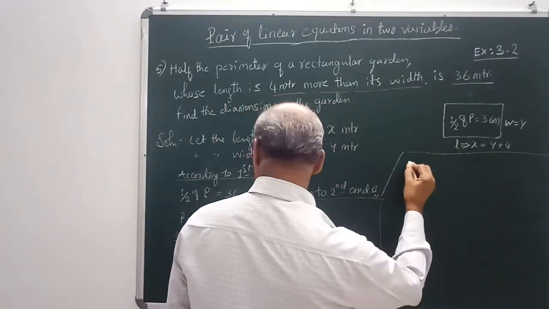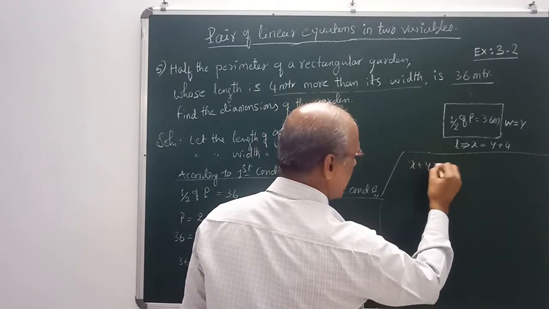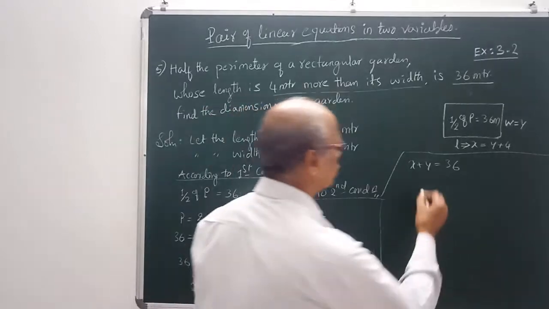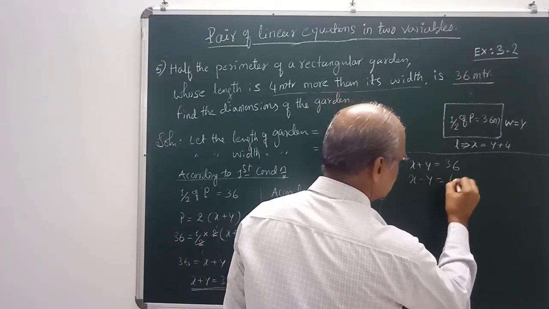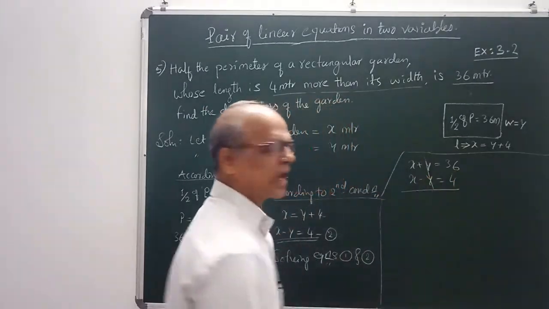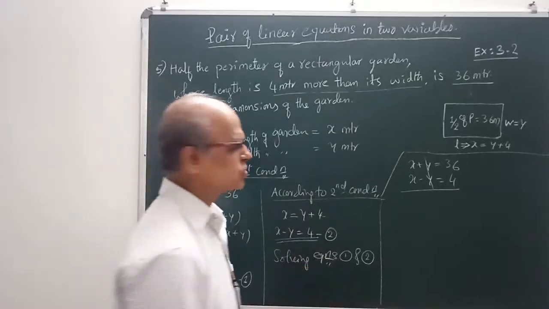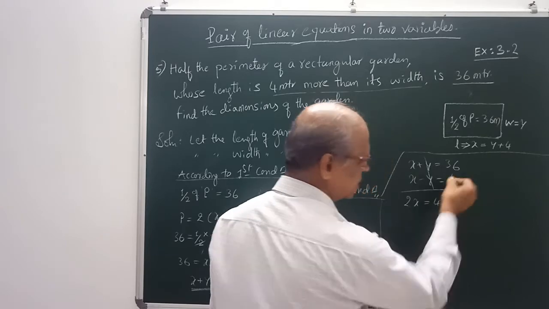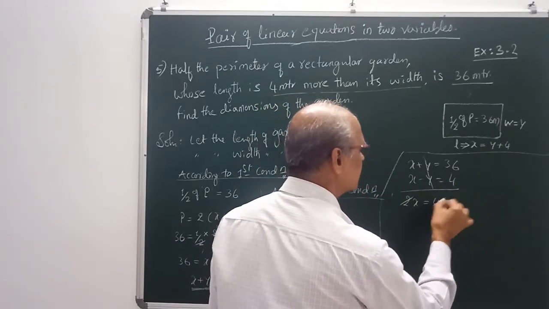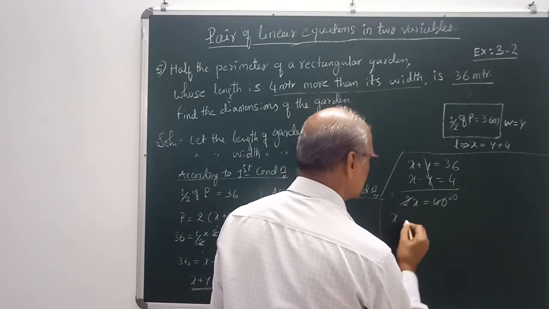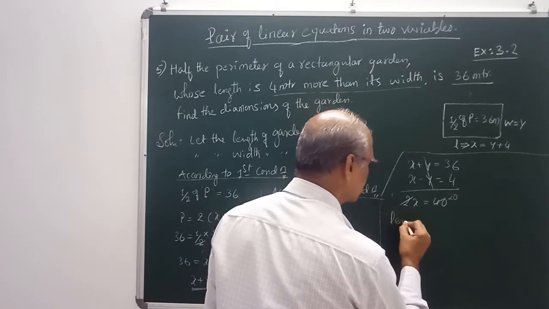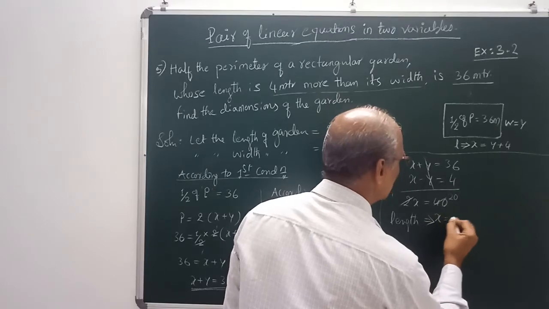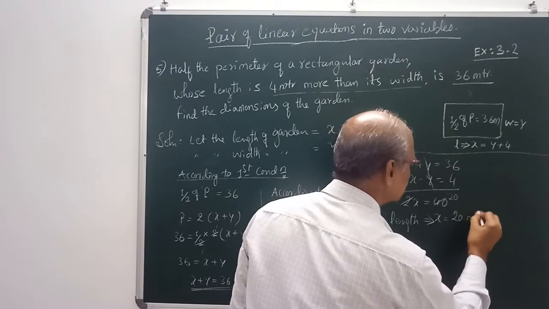So equation 1 is x plus y is equal to 36. Equation 2 is x minus y is equal to 4. You can cancel because the terms are the same and the signs are opposite. x plus x is 2x is equal to 40, 36 plus 4. 2 ones are 2, 2 twenties are 40. That means length, which is equal to x, is equal to 20 meter.